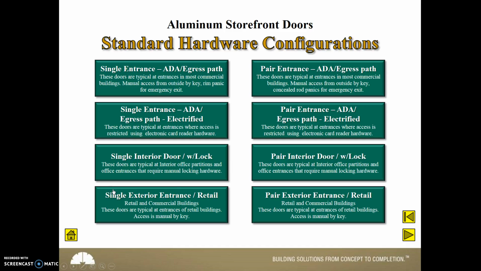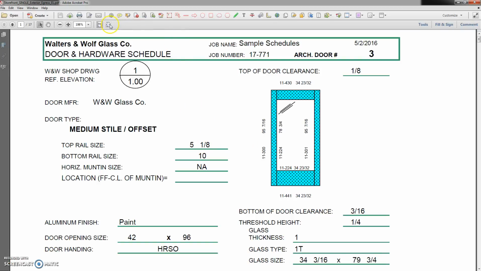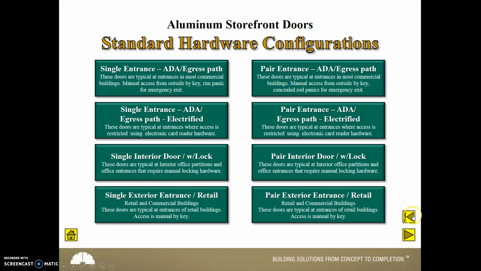You can also go back and see standard hardware configurations. We talk about the usage that the customer uses it for, and then when you click on it, it'll give you a link to an actual cut sheet that our Walters and Wolf submittals look like. So it's there. We can close that out. We can go back.